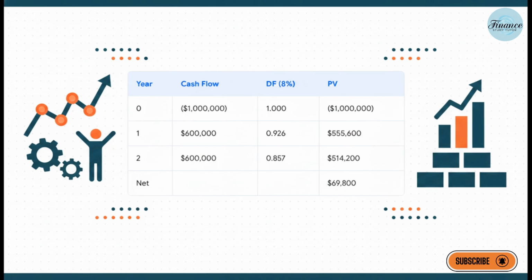Now, in year 1, we get an inflow of $600,000. We look at our 8% discount table for year 1 and find the factor 0.926. Multiply them together, and the present value is $555,600. We do the exact same thing for year 2, which gets us $514,200. Finally, the easy part. We just add up the entire present value column. Negative $1 million plus our 2 positive inflows gives us a net present value of a positive $69,800.